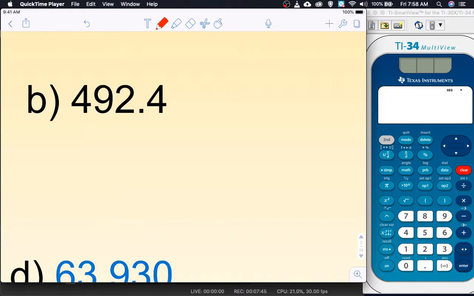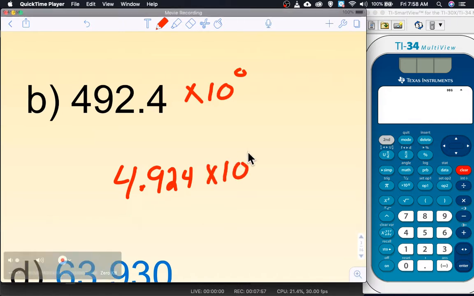All right, letter B. So I'm going to add a times 10 to the power of 0. I'm going to make this a 4.924 times 10 to the something. So I made it start to look like scientific notation. I moved my decimal from where it started to where I want it. I want it between this 4 and the 9 to make this a 1-digit number, 4.924.